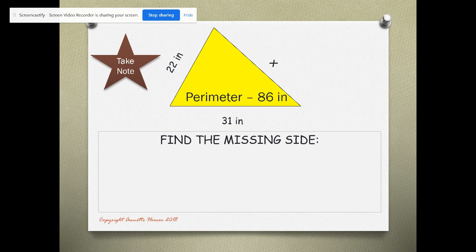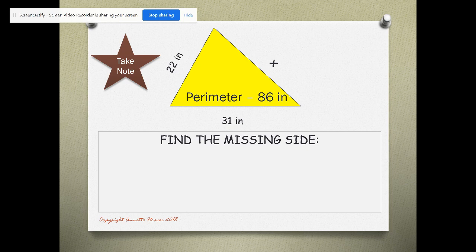So to follow our order of operations in our two-step equations, first we would add our like terms over here on the right side. And 22 plus 31 is 53. We want the x by itself, so the 53 is going to jump the fence and become a negative. So now we know that the missing side is 33.